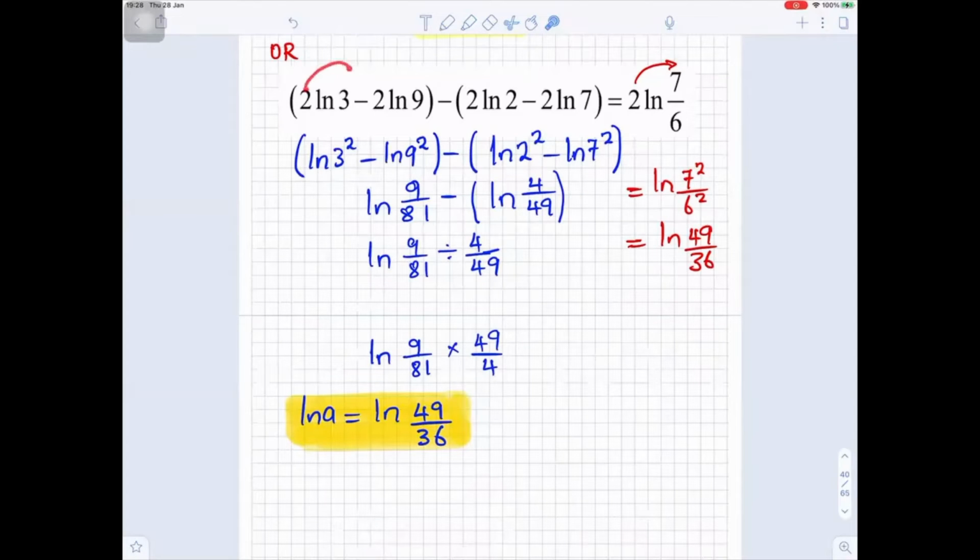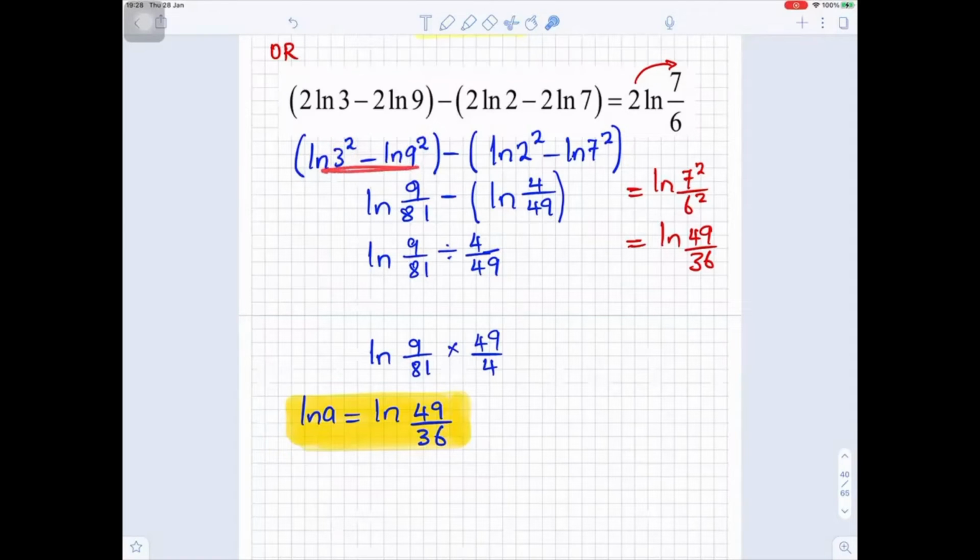The 2 comes to the front, power to the front there, it becomes 3 squared. The 2 comes to the 9, it becomes 9 squared. The 2 comes to the front there, it becomes 2 squared. And the 2 comes to the front there, it becomes 7 squared. So this 3 squared is 9, this 9 squared is 81.